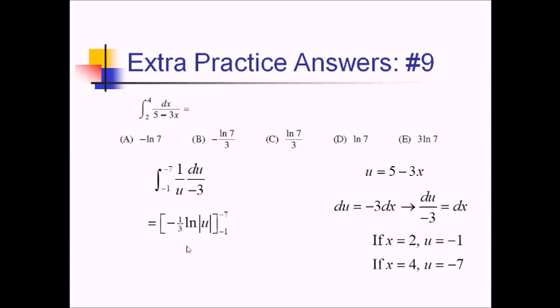Now when I do this, I've got this negative 1/3 that I'm just going to pull out here. But inside getting subtracted, I've got ln of absolute value of negative 7, which I'm just going to write as ln of 7. And I also have ln of absolute value of negative 1, which I'm just going to write as ln of 1 because we're absolute valuing it. I can go a little bit further here. ln of 1 is 0, so this is just negative 1/3 times ln of 7, or negative ln of 7 over 3, which gives us choice B.